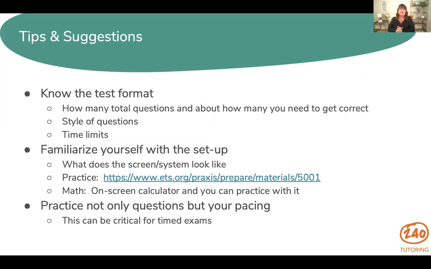So let's review really quickly some general tips and suggestions. I said these last week, but I'm going to re-emphasize to you that it's important that you know the total number of questions and how many you need to get correct. That is a great way to pace yourself and figure out how many you can come back to and how many you just need to take your best guess and move on.